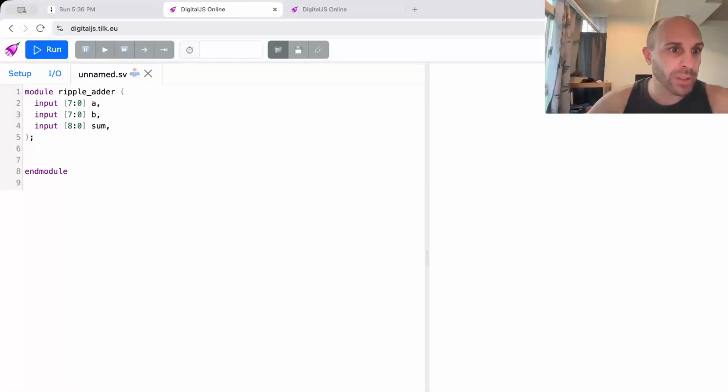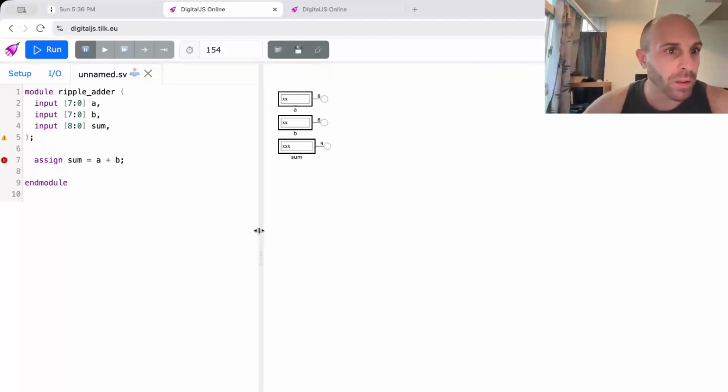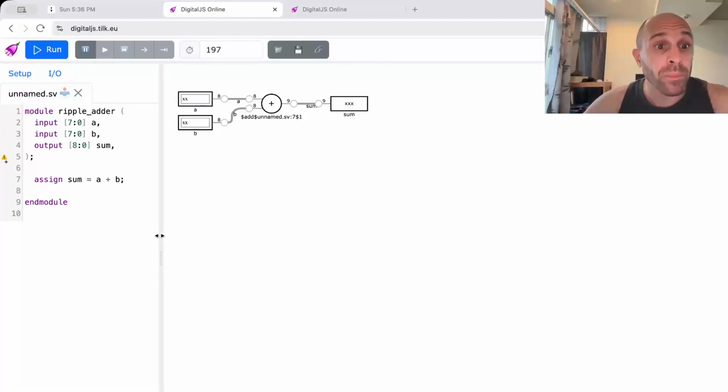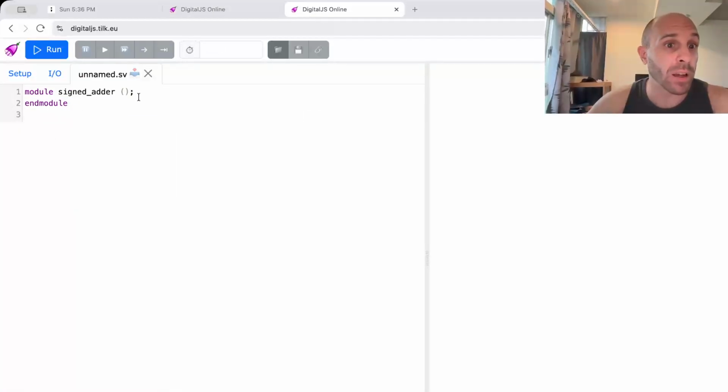Now we're using continuous assignment. This is combinational. So assign sum equals A plus B. Did something wrong here. Output. There. So there's your ripple adder. Now let's do our signed adder in Verilog.